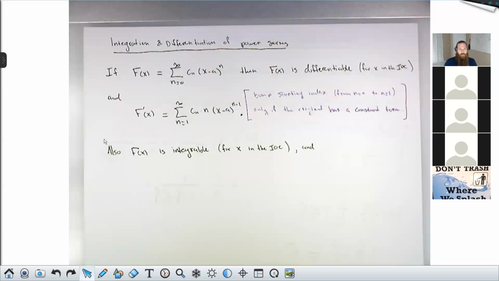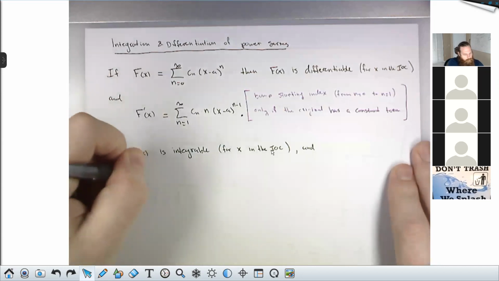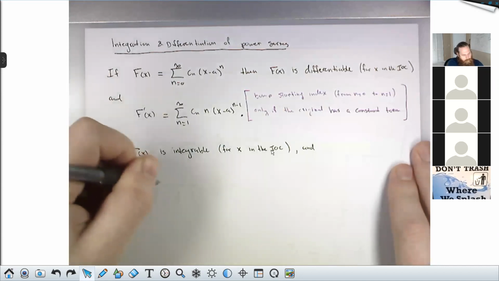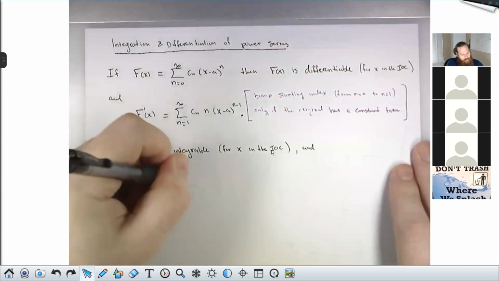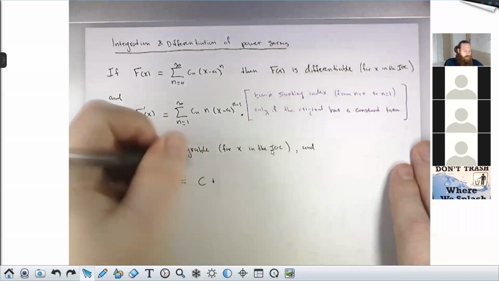But before we finish the statement of the theorem here, not only are we interested in differentiating power series, we're also interested in integrating them. And it turns out that any function defined this way as a power series is automatically integrable, meaning you can integrate it for any x in the IOC. So if the series converges, you're allowed to integrate, and the integral, I'm doing an indefinite integral here, so we're going to have a plus c, and I'll write it out front.